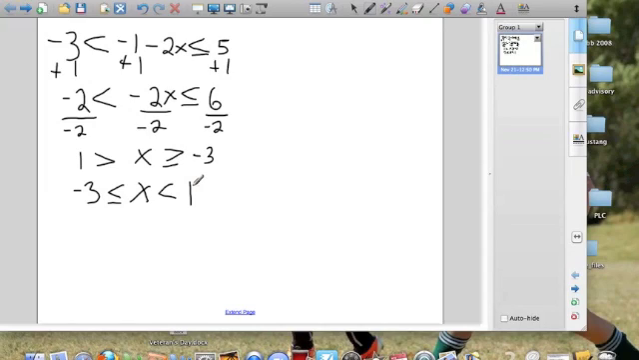Now we can graph this on our number line. Again, this is the best way to write this inequality. You have to take a look at it when those inequalities flip like that, and turn around and write it the correct way. So let's graph this on the number line. We'll have negative 3 over here, and we'll put 1 over here.